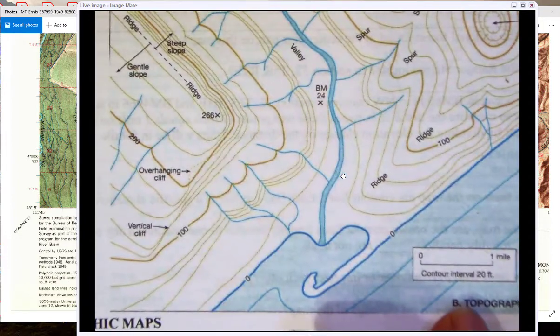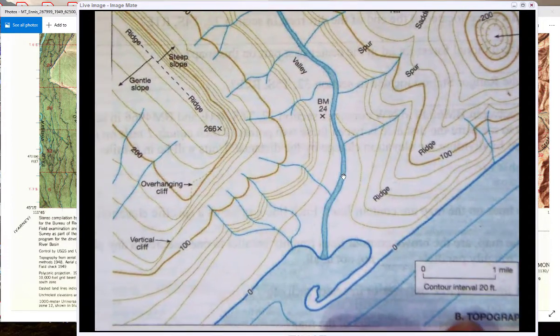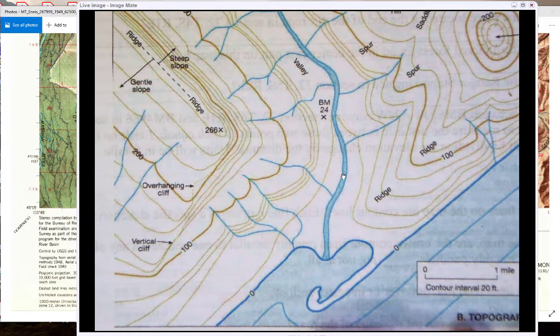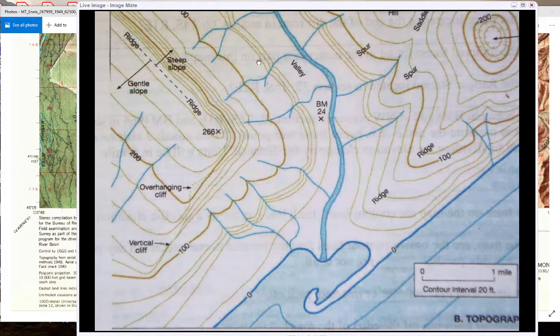And then another thing to note is how close the contour lines are. If the contour lines are really closely spaced, that means it's steep, right? You're gaining or losing elevation rapidly over a shorter distance. If the contour lines are widely spaced, that means it's a gentler slope, and you're changing elevation not as dramatically as on a steep slope here.